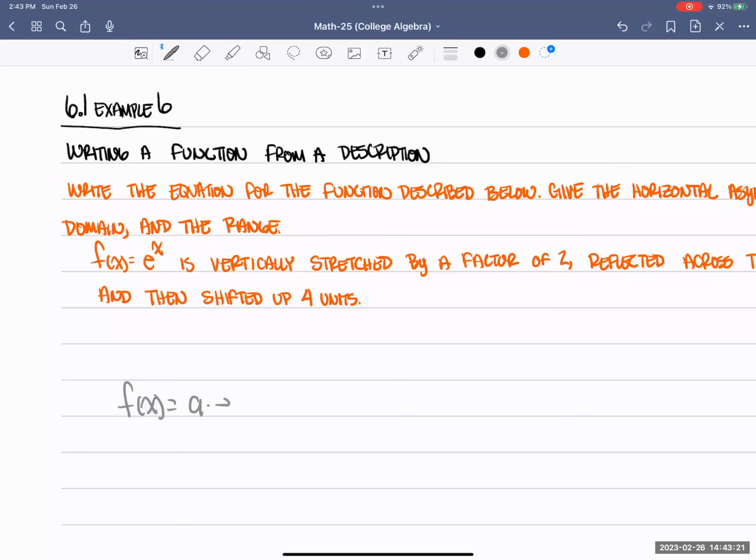So a times e raised to the power x minus h plus k. Vertically stretch by a factor of 2. To vertically stretch a graph, we just have to make sure that a is greater than 1. And by a factor of 2, that's going to be a positive 2. So far with that one, we have f of x is equal to 2 e to the power of x minus h plus k.